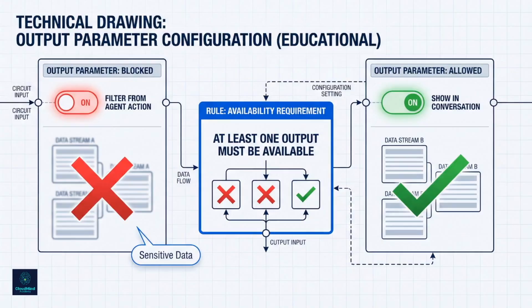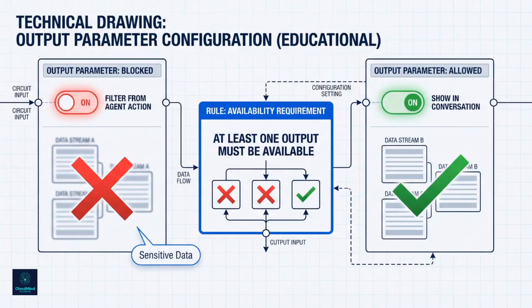Now let's look at output parameters. First is filter from agent action. This setting stops an output parameter from being used or shown by the agent. There is an important rule that Salesforce often tests. At least one output must always be available. You cannot filter out all outputs. If you get a question about hiding sensitive data, this is the setting being tested.